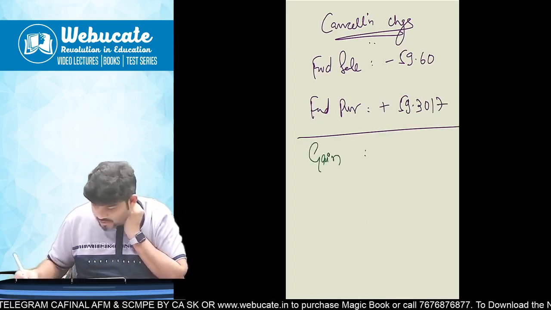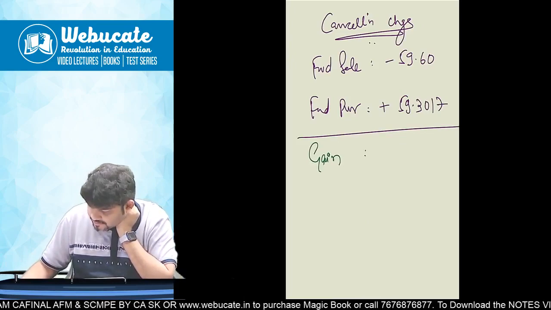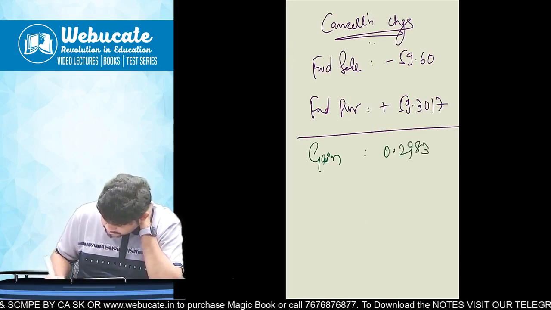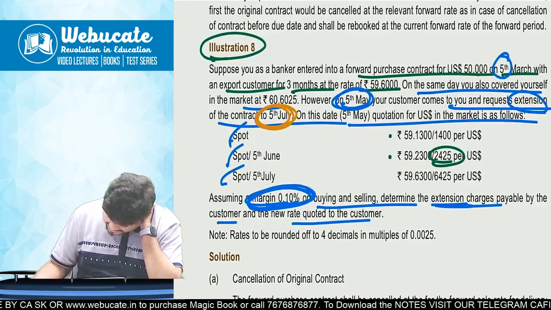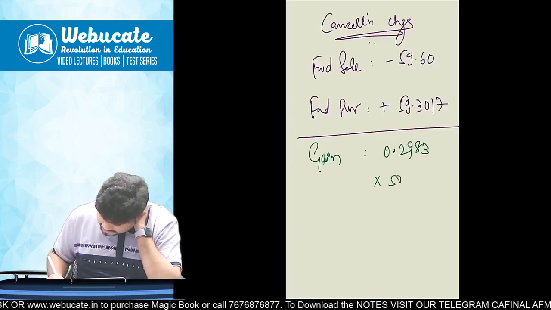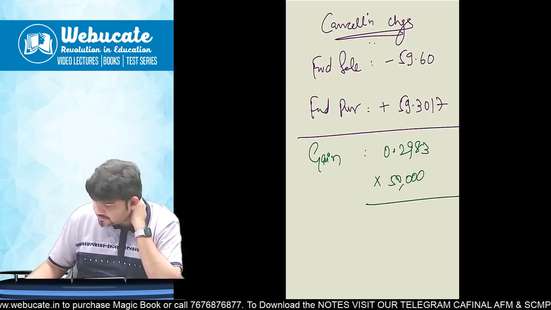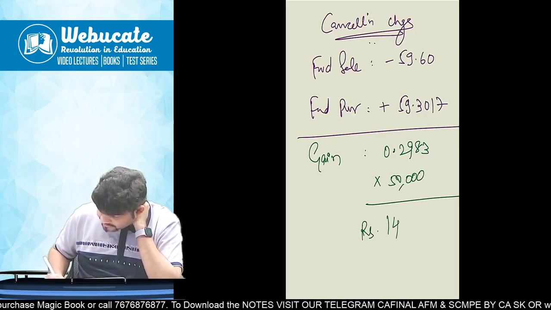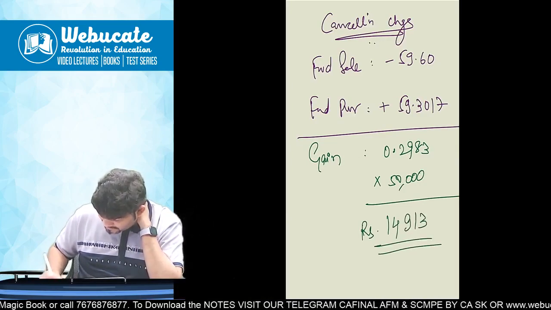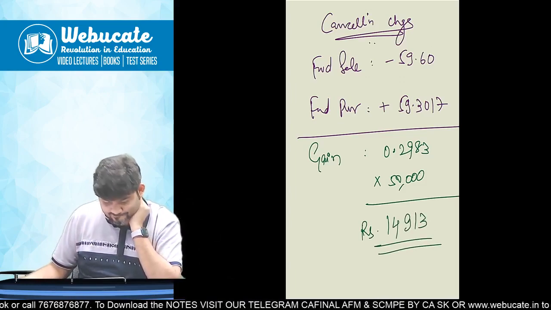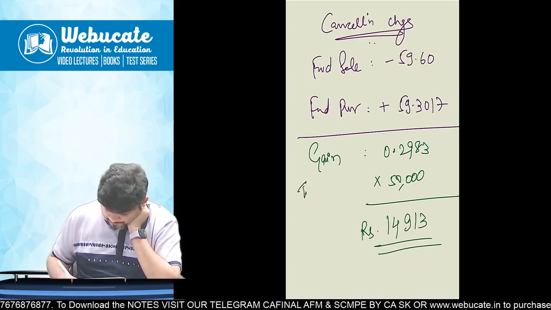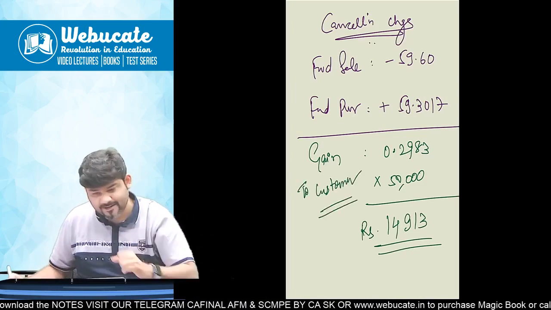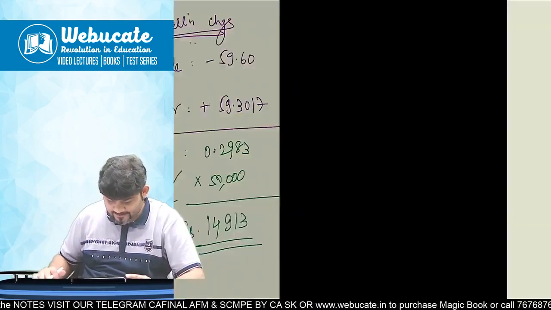Woohoo! How much? 0.2983 multiplied by $50,000, so it will be rupees 14,913. Got it? Gain to customer. Done. And now do the extension.